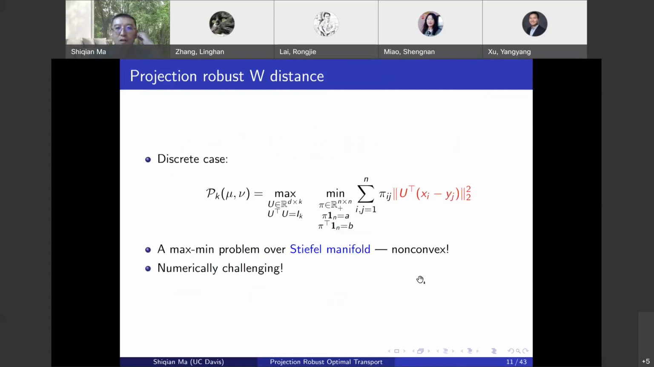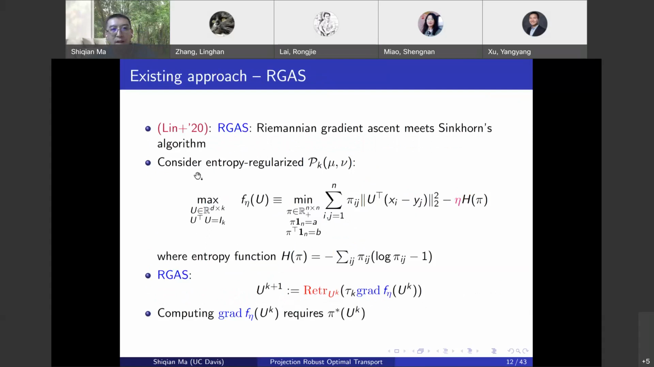Okay. Now let me continue. So now let's focus on how to solve this max min problem. There is one existing work tackling this problem. This is the work by Tianyi Lin and his coauthors from UC Berkeley. They actually proposed a method. It is called RGAS, the Riemannian gradient ascent algorithm meets Sinkhorn algorithm.